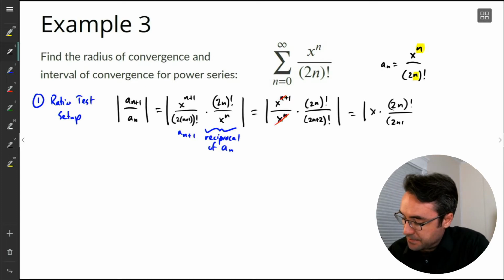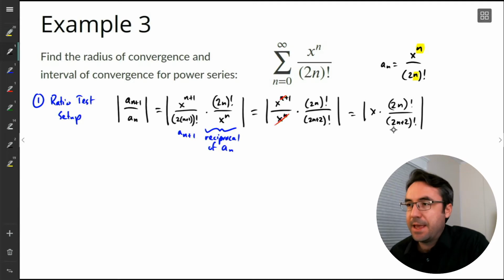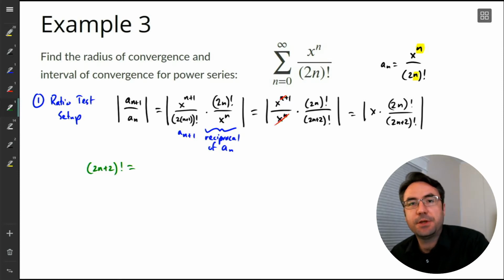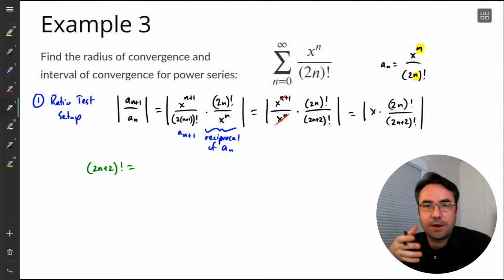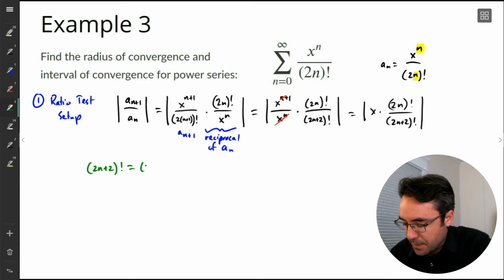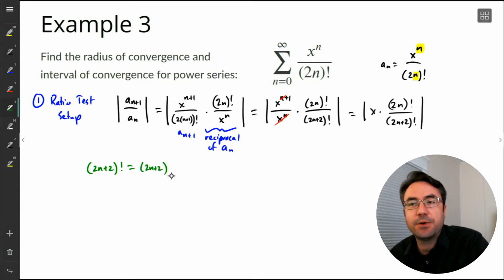Now we've got these factorials to deal with. Normally with factorials, it helps to just try and write them out. So let's start with the more complicated one. What is 2n plus 2 factorial? Well, you can think of factorials a few different ways. You can start at 1 and keep multiplying by integers until you get to this number here. Or you could start with this value and work your way down. So let's start with 2n plus 2, and then we're going to work our way down until we get down to 1.